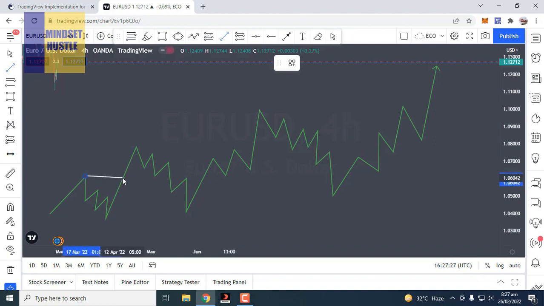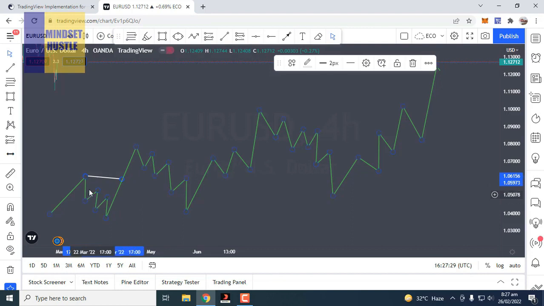Okay, so within this, where we say this is an internal structure, that structure is a structure formed on the lower time frame that is being depicted on the higher time frame. So we have the structure within, and then we have the main structure.